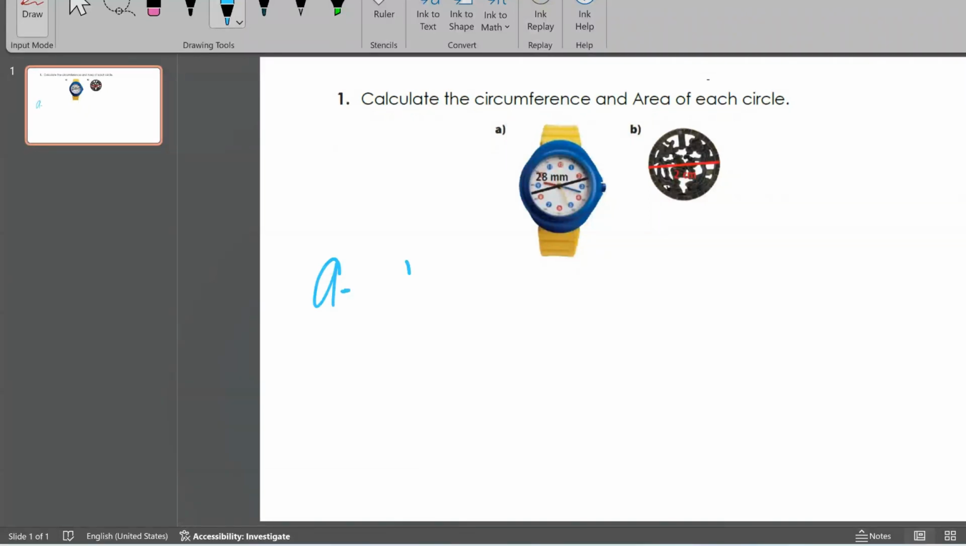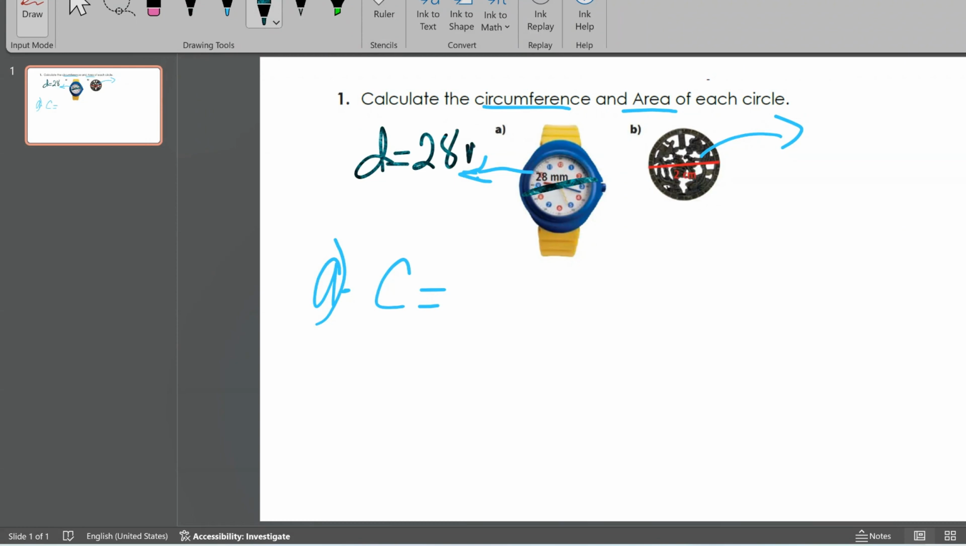For A, to find the circumference, what is the formula? We need to find the circumference and the area of the circle. So circle A and circle B. Circle A was given 28 millimeters. That is the diameter. So the diameter is 28 millimeters.